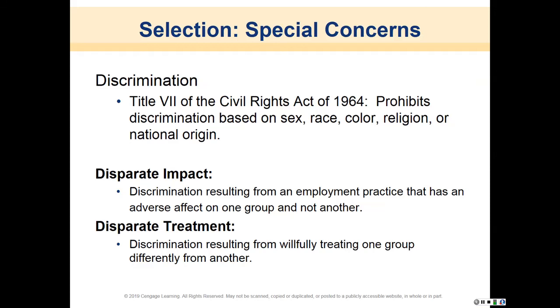The other type of discrimination is called disparate treatment. This is 100% willful, purposefully treating someone different based on one of those protected classes: sex, race, color, religion, or national origin. And so we can't eliminate this one 100%, as I mentioned, because as soon as someone walks in, you can infer things about them. However, we can try to prevent some of it.